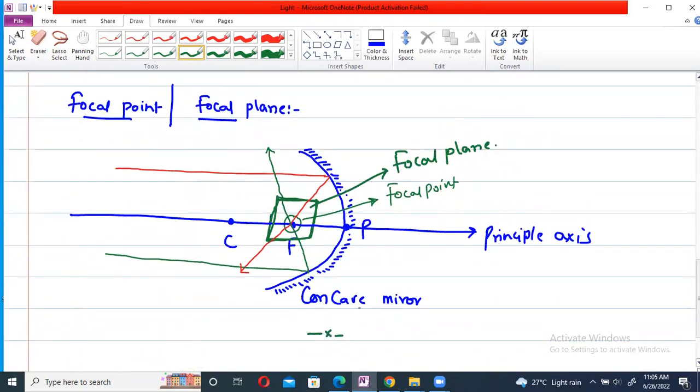Now in the next video, I will discuss the formation of an image by the concave mirror when the object is kept beyond the point C, at the point C, in between C and F, at the point F, in between F and P, and when the object is kept beyond the mirror, beyond this point P. That part I'm going to discuss with you in our next class, right?